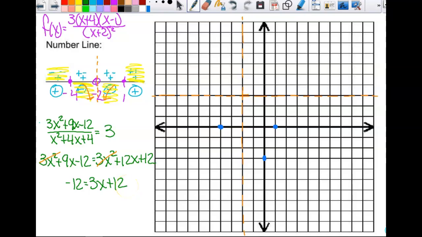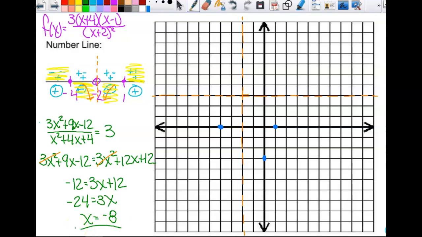Are the 12s going to zero out? No, but that's a common mistake, because when you look up here, even though I know you know what you're doing, your brain sees a -12 and a +12, and you're like, oh, those cancel out. No, they don't. You're going to subtract 12 from both sides, so you get -24 equals 3x. So x equals -8.